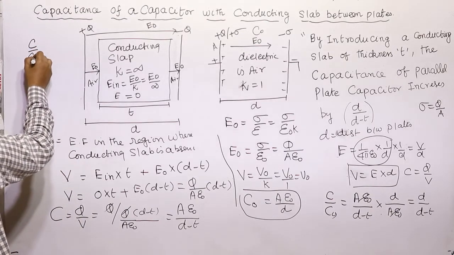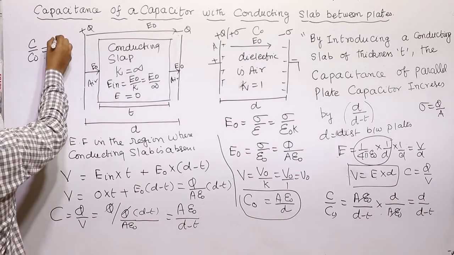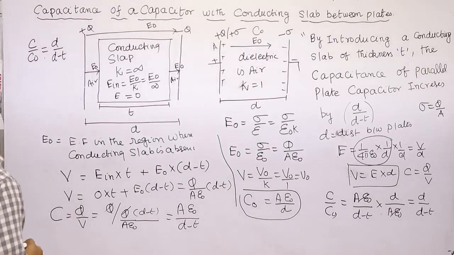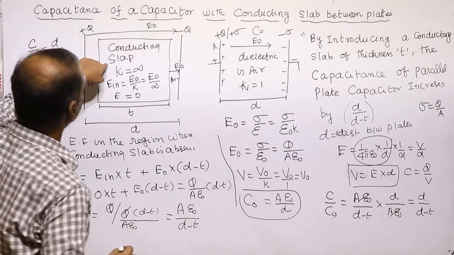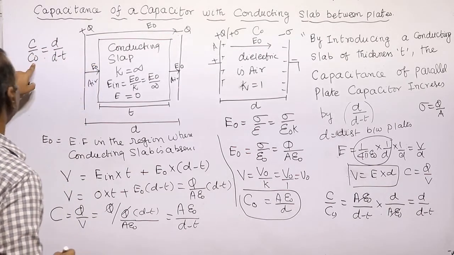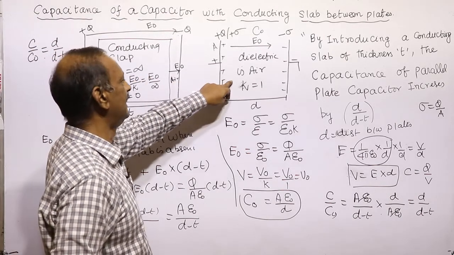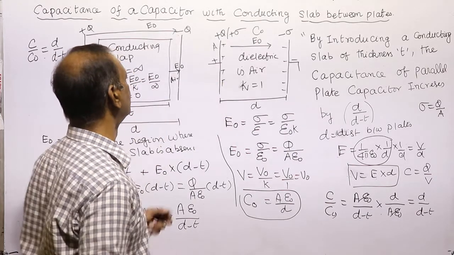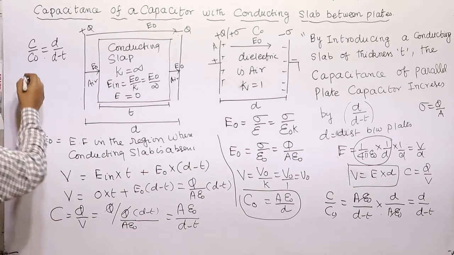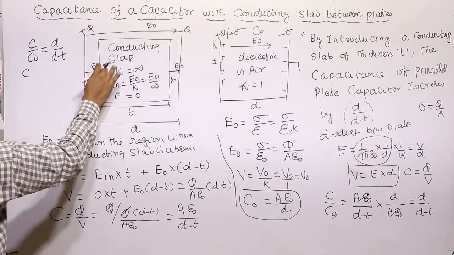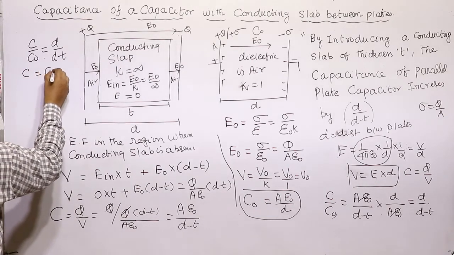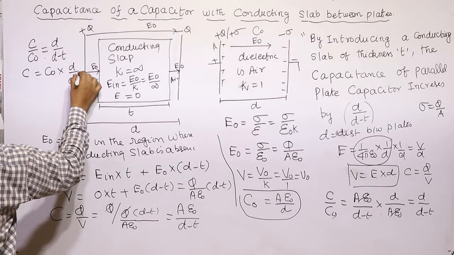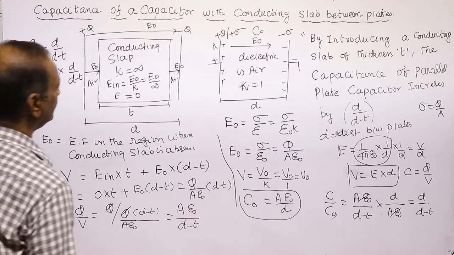is equal to D by D minus T, where C is the capacitance when a conducting slab is introduced, and C naught is the capacitance when air is kept as a dielectric in the same capacitor. Or we can say the capacitance C is equal to C naught into D by D minus T.